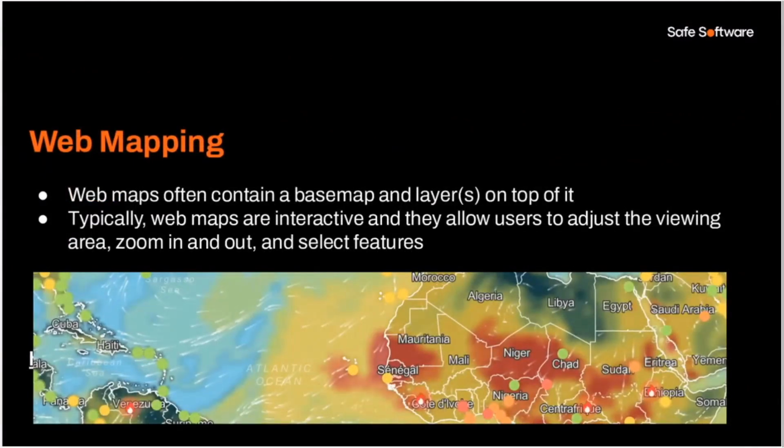Web maps often contain a base map with other layers on top of it. The base map acts as a reference point for the layers on top. Most web maps that you see today are interactive. This allows users to find the information they need and explore the data by allowing them to view certain areas by zooming in and out and being able to select features.